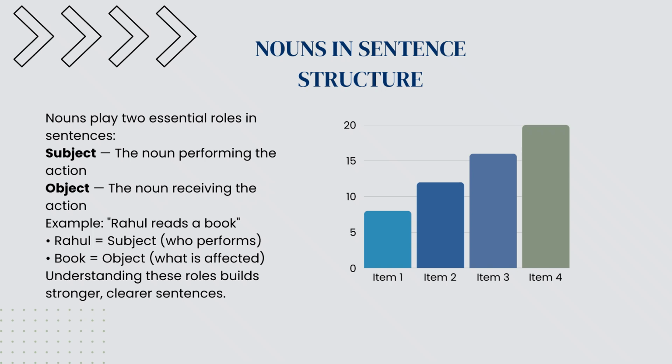Nouns in sentence structure. Now connect this to real English. In a sentence, nouns can be subject or object. Example, Rahul reads a book. Rahul is subject. Book is object. So nouns are everywhere in a sentence.